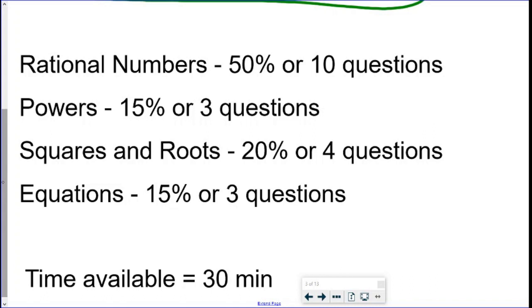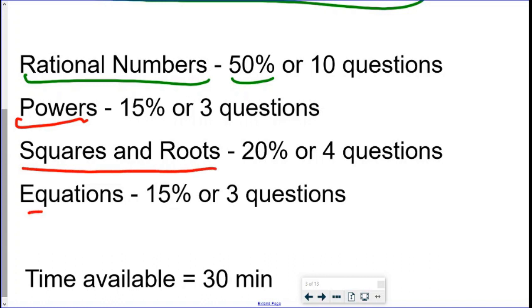This was the breakdown from last year's exam. So rational numbers were about half of the questions, or 10 questions. Then we have these three other categories: powers, squares and roots, and equations, which constitute the other half. Obviously, rational numbers is a big portion of this. So rational numbers would include things like fractions, decimals, and the operations in between them. Powers, that would be your power rules, and squares and square roots would be estimating square roots and finding things on a number line. And finally, solving equations is a small portion, only 3 questions last year, but can combine all of those things before it.